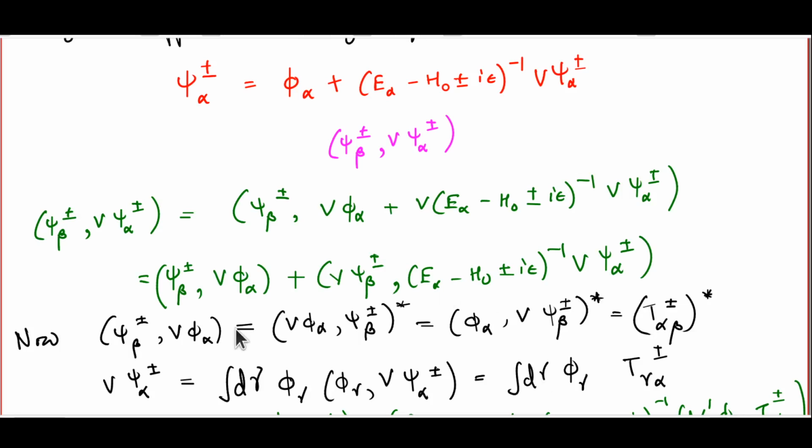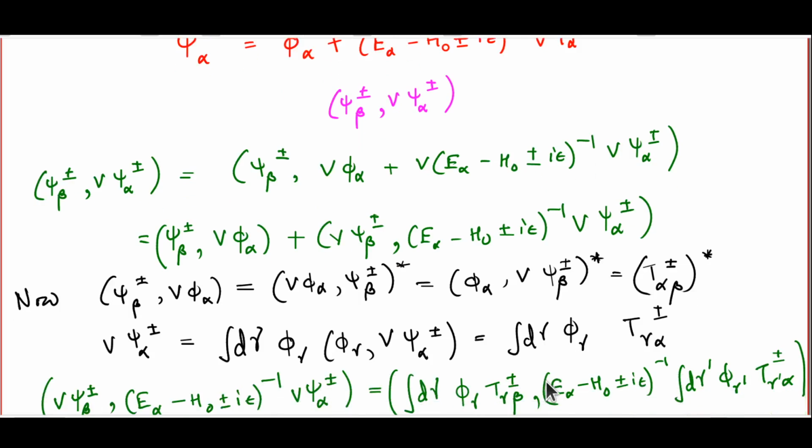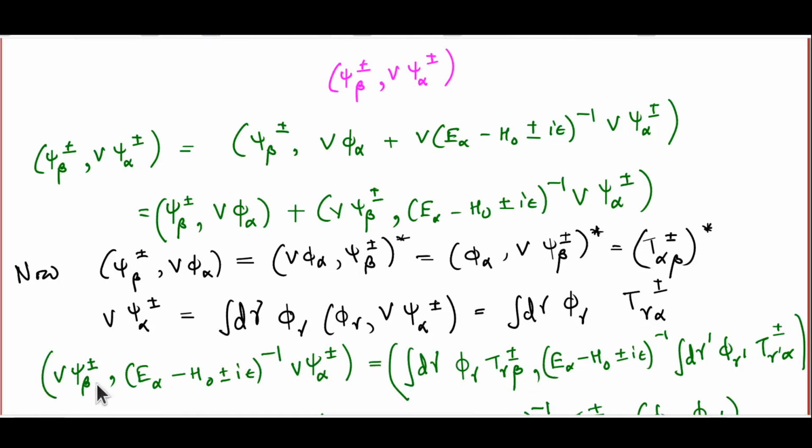Of course, when you replace V psi alpha plus minus here by this expression, you can use the fact that H0 has phi gamma as an eigenstate with energy E gamma, and that simplifies the expression substantially. So what you get for this particular matrix element is, on the left, we are replacing V psi alpha plus minus like this. On the right, we have the same replacement, but of course the dummy variable has been changed here, and we have (E alpha minus H0 plus minus i epsilon) inverse sitting here.